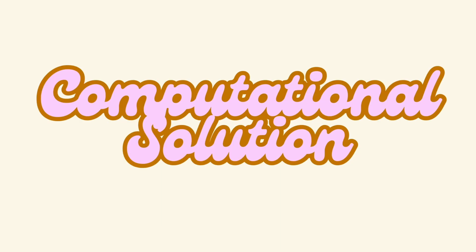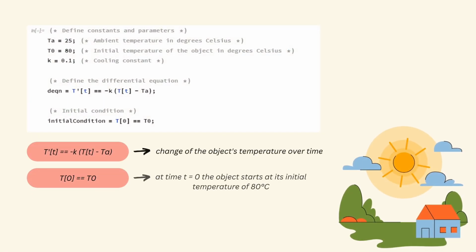Next, let's explore Newton's law of cooling using Wolfram language. First, we define the constants and parameters. The ambient temperature, capital TA, is set to 25 Celsius. The initial temperature of the object, capital T naught, is 80 Celsius. And the cooling constant K is 0.1, which controls the rate of cooling.